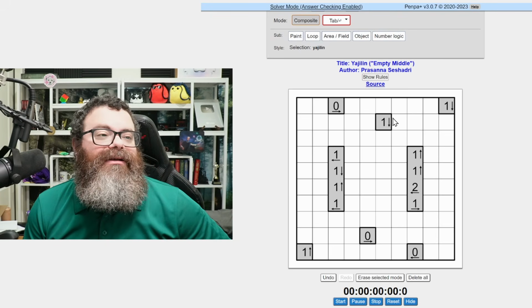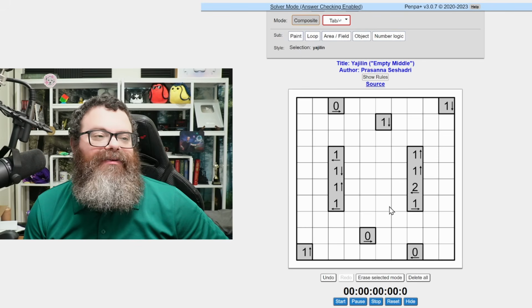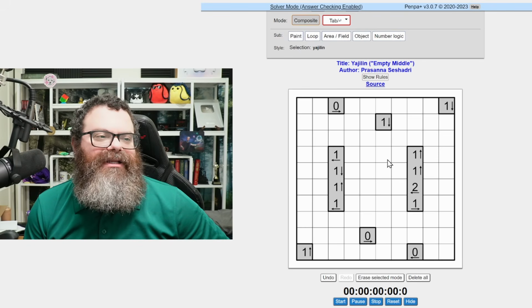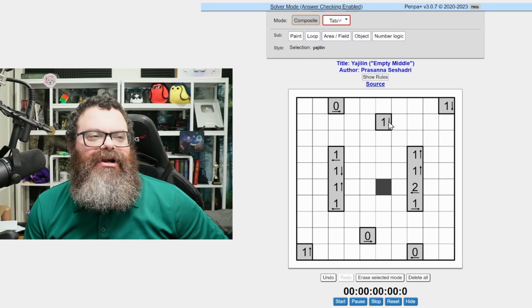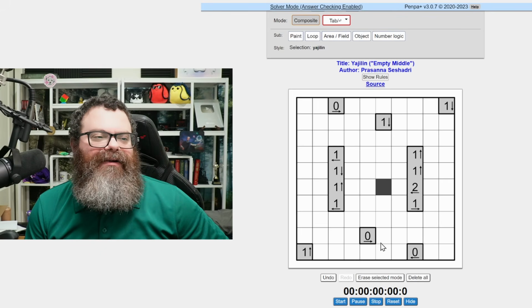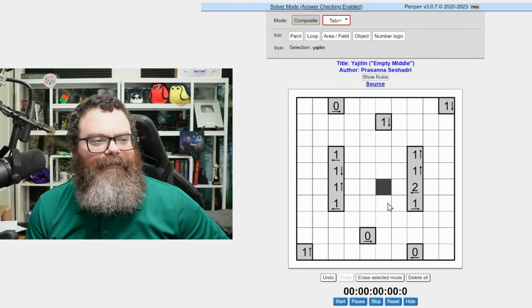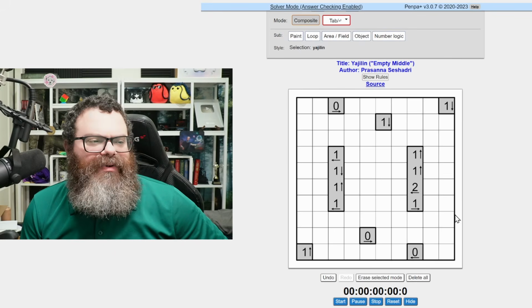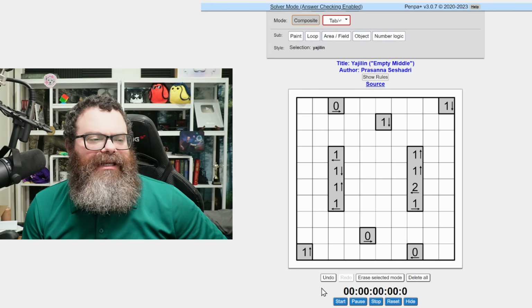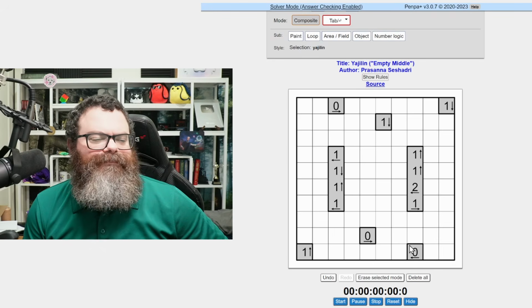And the clues here tell us the count of shaded cells in that direction. So this one says that there's exactly one shaded cell in this direction. It's just starting from here, looking in the direction of the arrow. You count how many shaded cells you see until you reach the edge of the grid. Nothing else blocks it. And that should do it. That's it. Those are the rules. I'm going to get started right now.